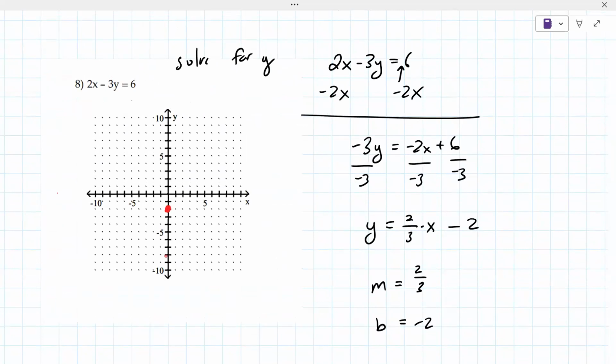And then how much up and how much over do you go? Up 2, right 3. You got it. And you don't count the first one. So when you start, you don't count that one. That's 0. And then 1, 2, and then right again. You don't count that first one. 1, 2, 3. And a couple of points until you can graph it, something like that. Any questions on that?